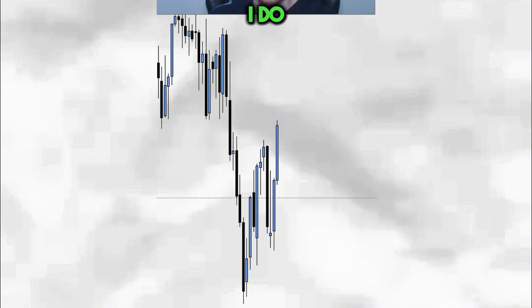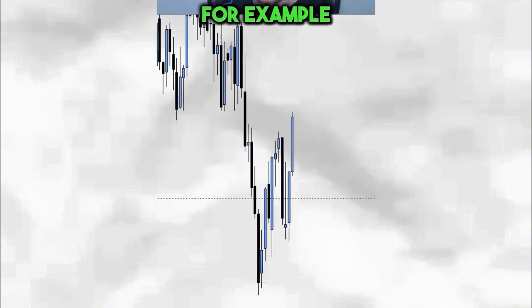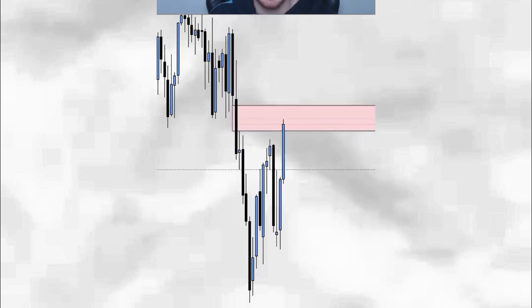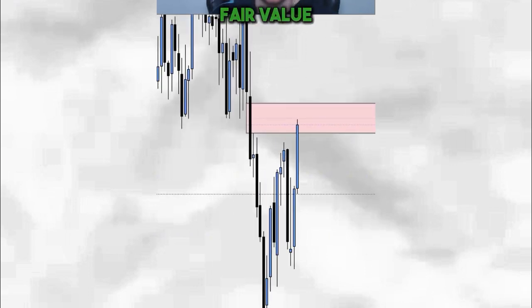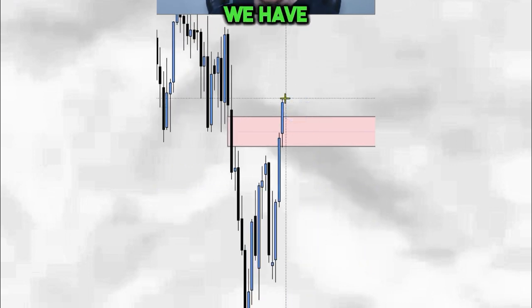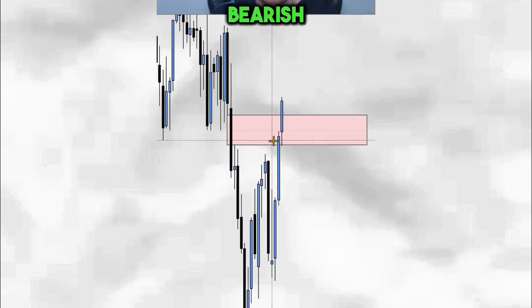Now, all I do is look at fair value gaps and liquidity in the market. For example, if I'm looking at this chart right now, I recognize this is a bearish fair value gap. Now, I'm never interested in bearish fair value gaps to go short from. I only wait for candle closes above a bearish fair value gap. So now we have disrespected this daily bearish fair value gap.